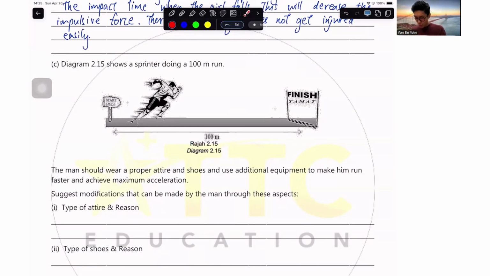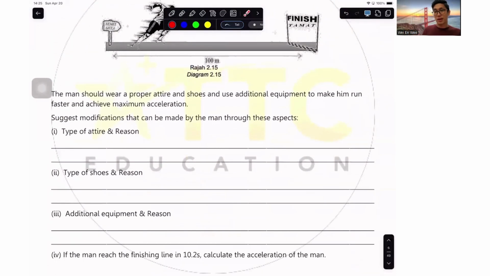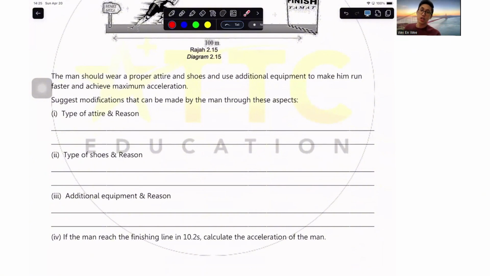The man should wear proper attire. Attire means the clothes, and shoes, and use any additional equipment to make him run faster and achieve maximum acceleration. So can you tell me what kind of attire should the man be wearing? I'm sure you all know what to answer. Pants only? Why pants only? Why not just don't wear anything?